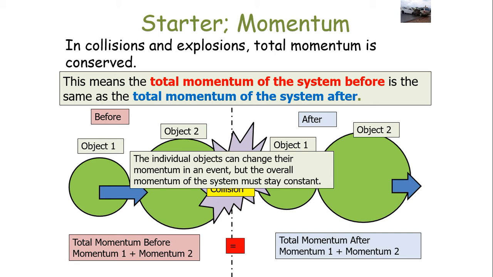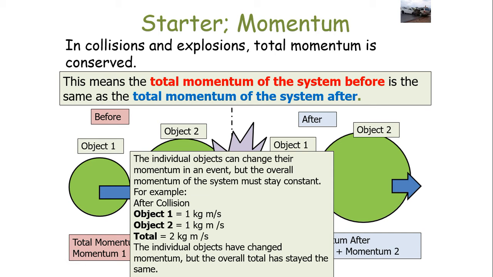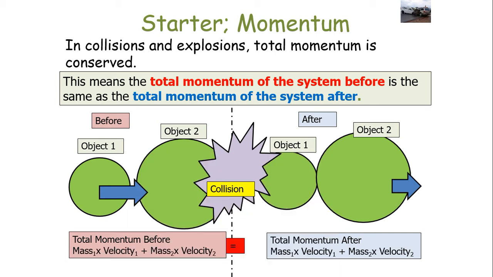Now, individual objects can change their momentum in a system, but the overall momentum of a system must stay constant. So, for example, before the collision, object 1 might have a momentum of 2 kg meters per second, and object 2 might have a momentum of 0 kg meters per second, so the total is 2 kg meters per second, but after the collision, they both have 1 kg meter per second as the momentum, so the total is 2. Now, what this tells us is object 1 and object 2 have each changed their momentum, but the total overall is conserved. 2 equals 2.